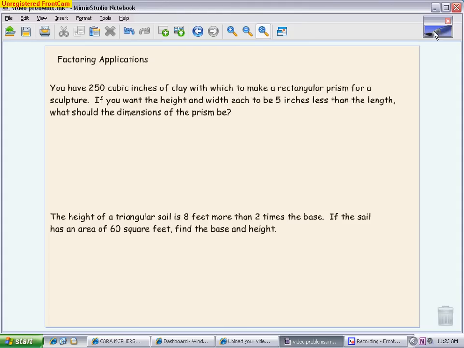So the first one is a volume problem, and this one does not provide a picture. You will see some pictures provided on tests and some you'll have to come up with on your own. You are working with clay, and you have 250 cubic inches of clay. That is the volume of clay that you have, and you are making a rectangular prism. So it does help if you draw a little sketch if there's not one provided. If there's one provided, then by all means use that one and just label it.